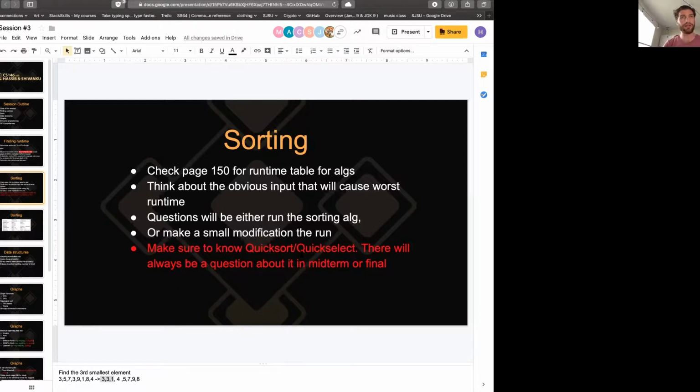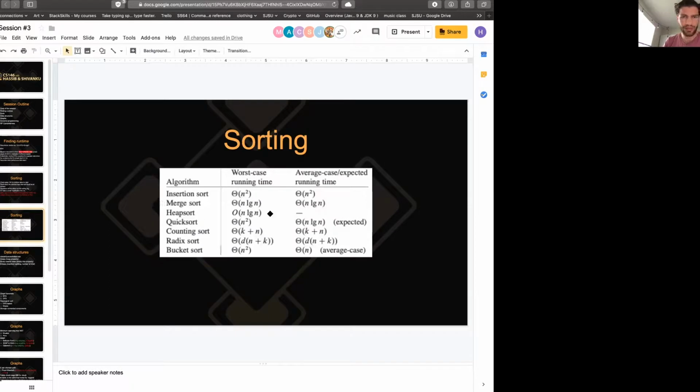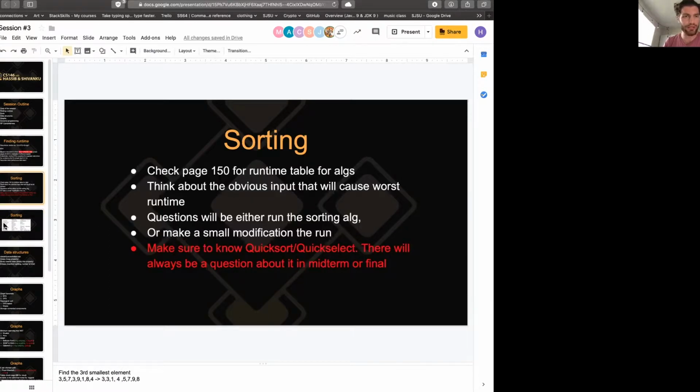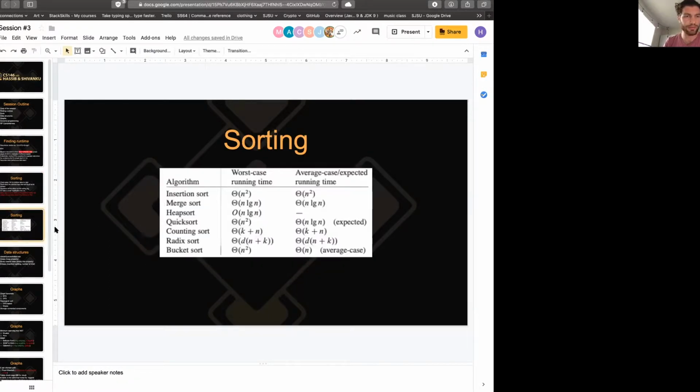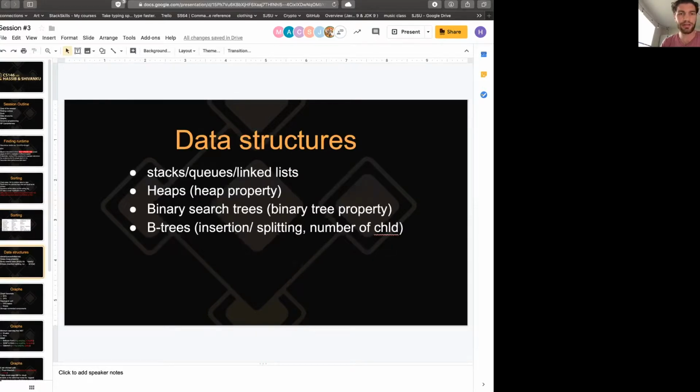So that's usually a very important question in the midterm or the final, and it might get a little tricky, but it's an important one. It will definitely show up. Okay, so that's sorting. Again, the table was on page 150. It's really important. Let's talk a little bit about data structures.